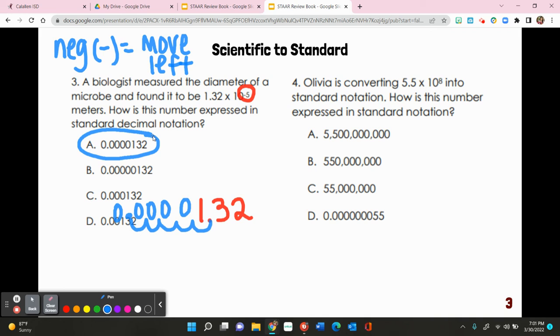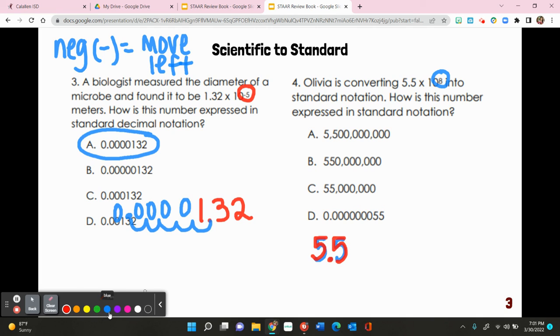Now let's look at number 4. Number 4 says Olivia is converting 5.5 times 10 to the 8th into standard notation. How is this number expressed in standard notation? So again, I'm going to start off by rewriting 5.5. And here I want to pay attention to my exponent. My exponent is a positive 8. So since my exponent is a positive 8, that means that I should have a very big number.